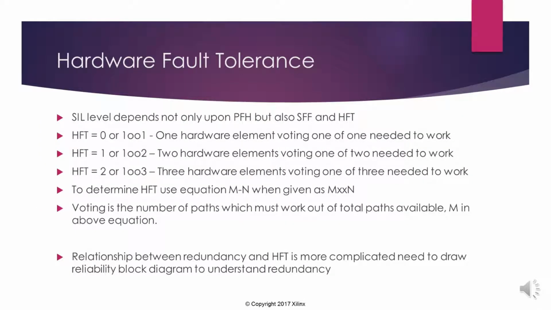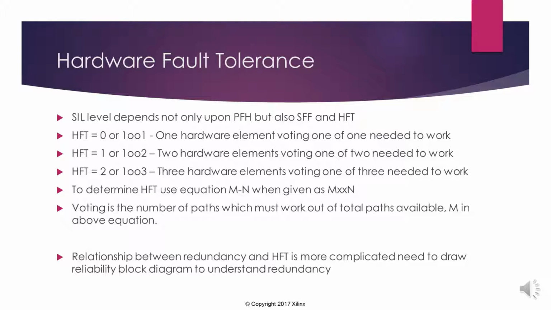So looking a little bit more at the hardware fault tolerance, it's defined generally as 1oo1, or 1oo2, or 1oo3. What this really means is it's not the 2 elements voting together. It means that there is 1 hardware element for 1 out of 1, and that 1 hardware element needs to work. Fairly straightforward. For an HFT of 2, there are 3 hardware elements and only 1 needs to work. So you can work out the hardware fault tolerance by taking M as M minus N. So if you have M out of N, it becomes quite easy to actually work it out.